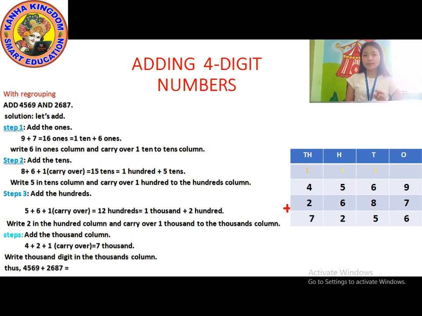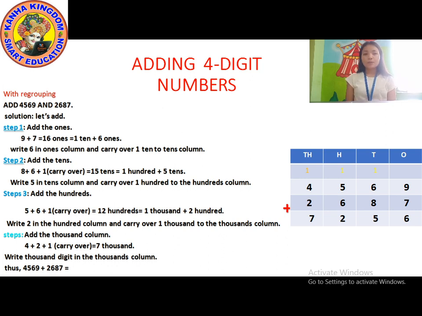So 9 plus 7, we will add these two digit numbers. Okay, so 9 plus 7 equals 16, right? While adding 9 with 7 we get 16 as a sum. So 16 ones, that means we are adding the ones, right? 16 ones means 1 ten and 6 ones. That means 6 is present in the ones place and 1 is present in the tens place.